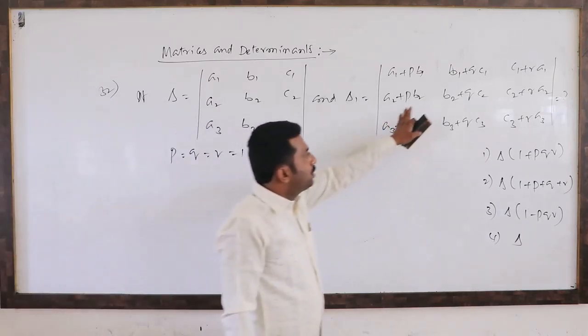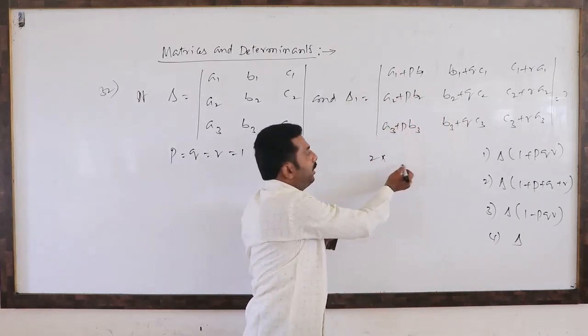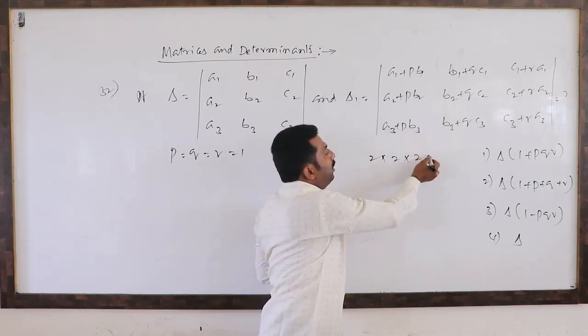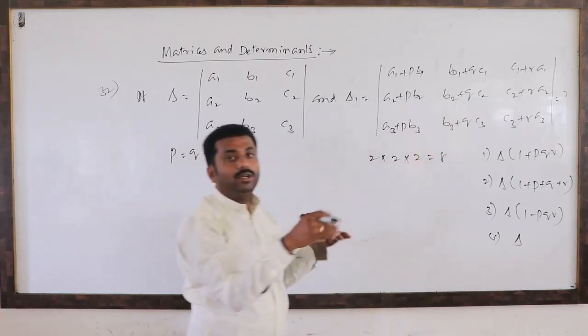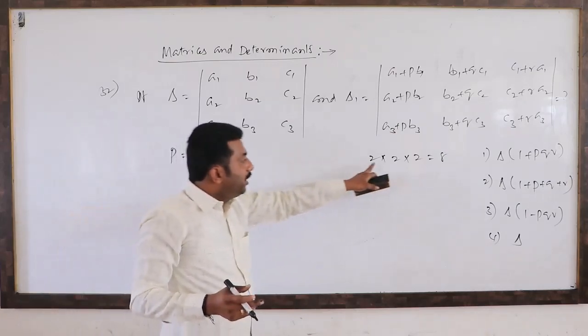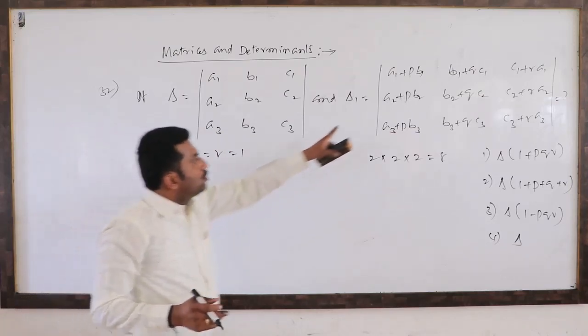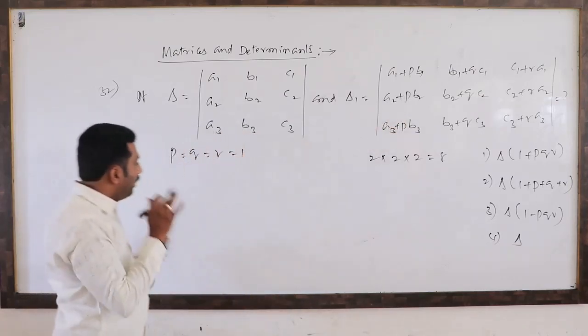Actually if you expand this one, first column contains 2 terms, second column contains 2 terms, third column contains 2 terms. So 8 determinants decomposed means nearly half an hour it will take. So we will make one shortcut method. PQR 1 I am taking. So what is the delta 1 I am taking?